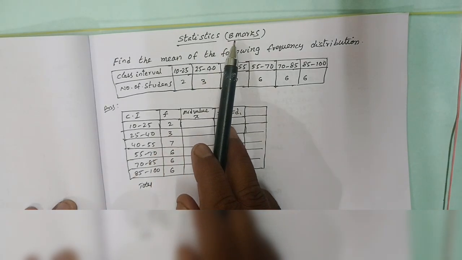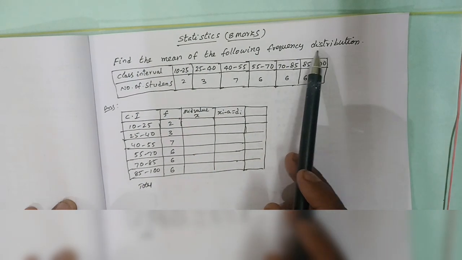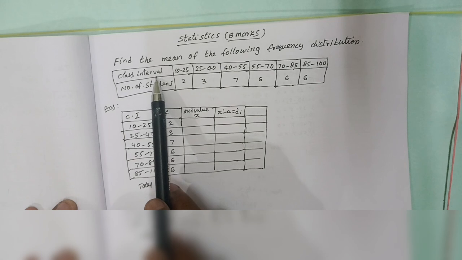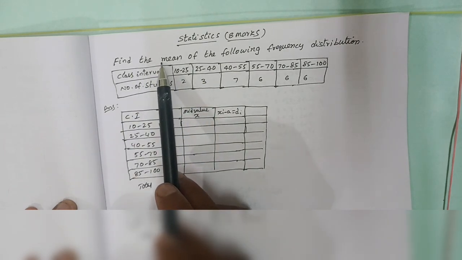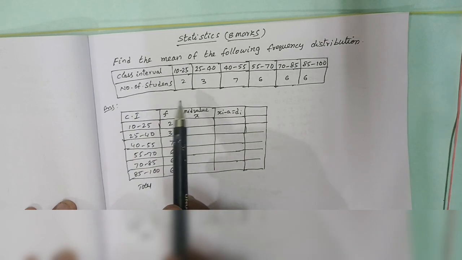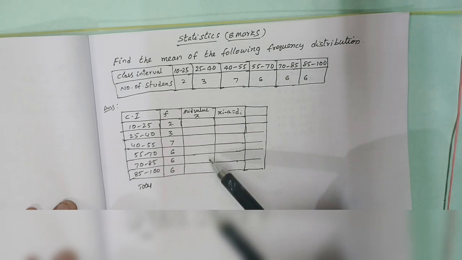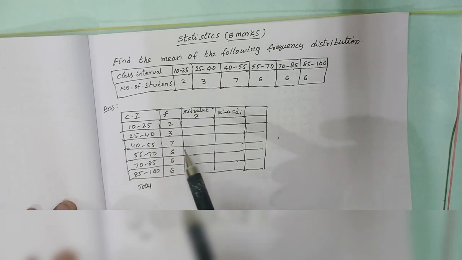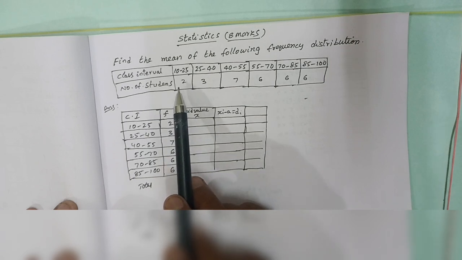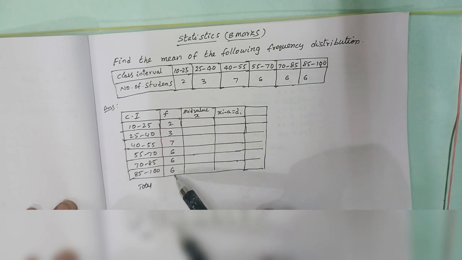Statistics, 8 marks. Find the mean of the following frequency distribution. Class interval, number of students. We want to find the mean. This is a horizontal table. Now convert it into a vertical table. Class interval, CI, is given as 10 to 25, 25 to 40 like this. Number of students we take as frequency: 2, 3, 7, 6, 6, 6 like this.